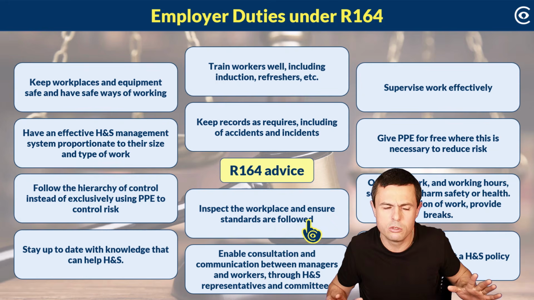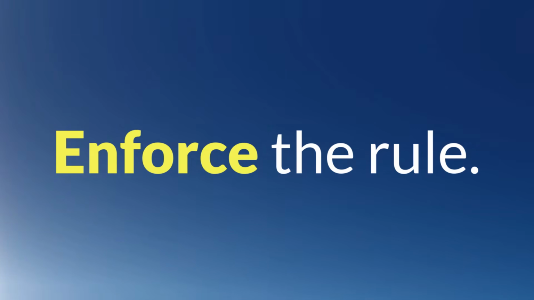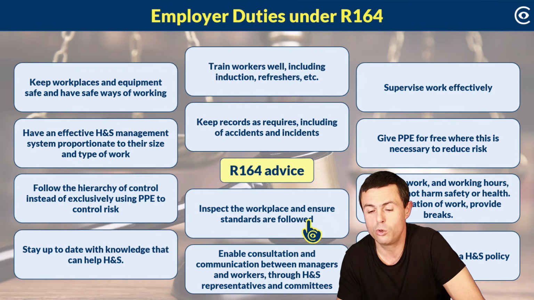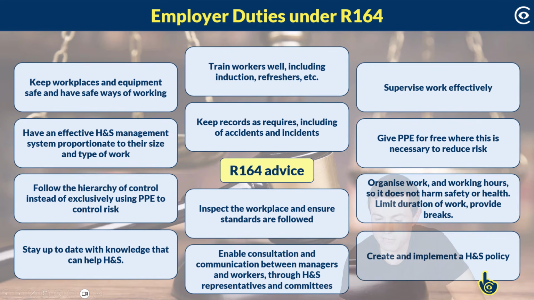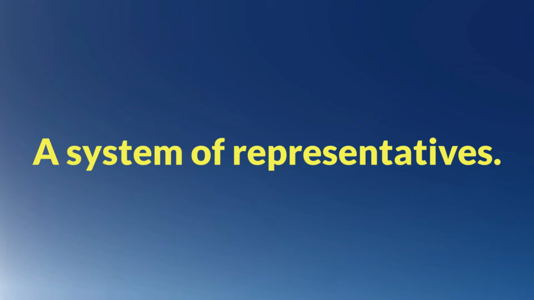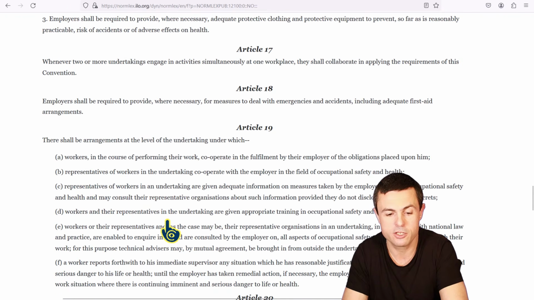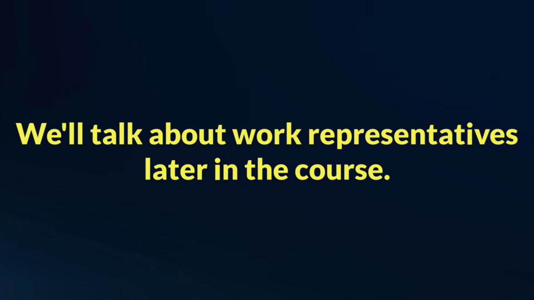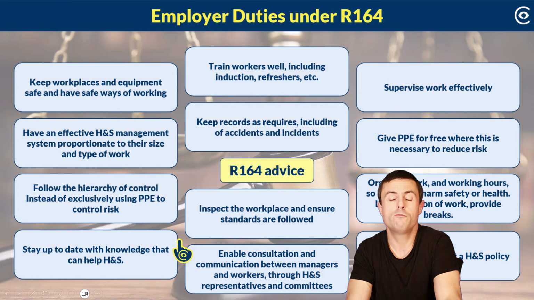Don't just create a rule, enforce the rule. Check the rule is being followed, act if the rule is not being followed. Simple as that. That is required under R164. We should have a health and safety policy down here. There should be consultation, worker participation, communication between managers and workers, and usually we do that through a system of representatives. And so we go back to C155, you'll see there's a mention of representatives here, worker reps. We're going to talk about worker reps later in the course when we talk about consultation and participation. There we are. So broadly, those are the employer duties.